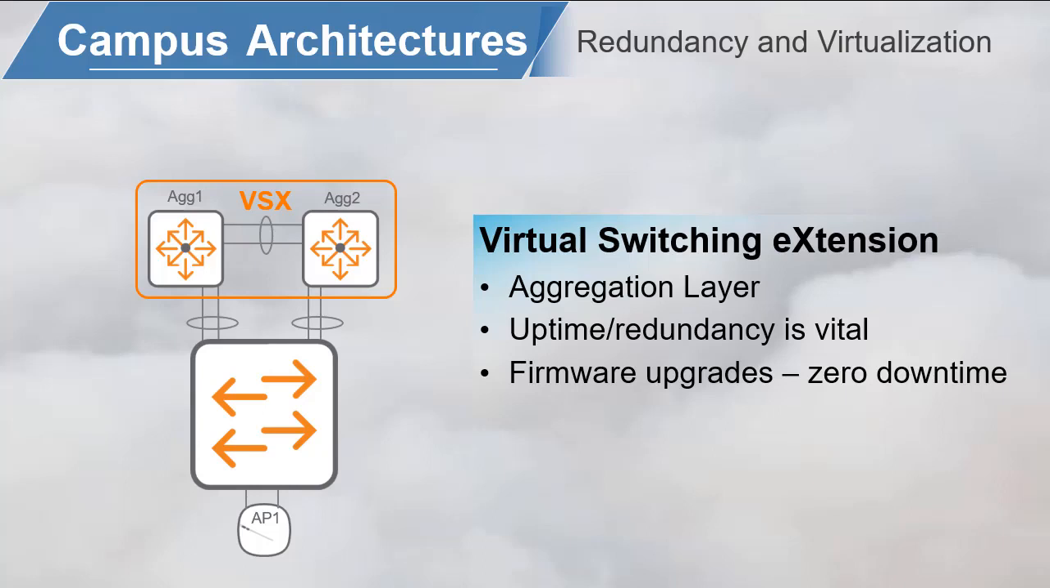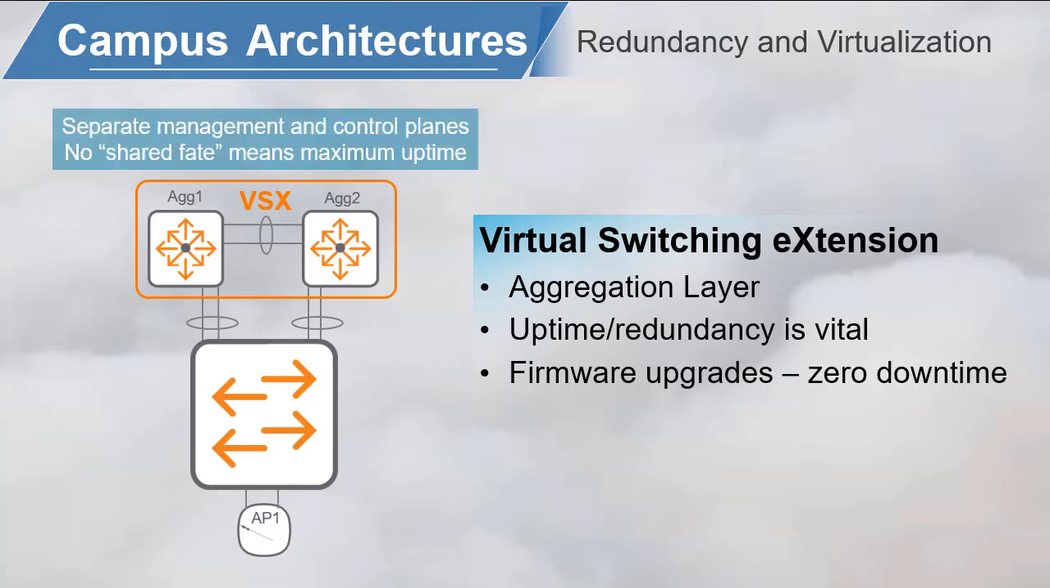When you look more closely at this, VSX switches use completely separate management planes and nearly separate control planes except for certain layer 2 control functions, while the data plane is converged. Now, there's a big advantage here. Other solutions often use a shared control and management plane, which can lead to a shared fate. If a calamity falls upon one switch, it can affect the other. Now, that's not good for the required aggregation layer uptimes.